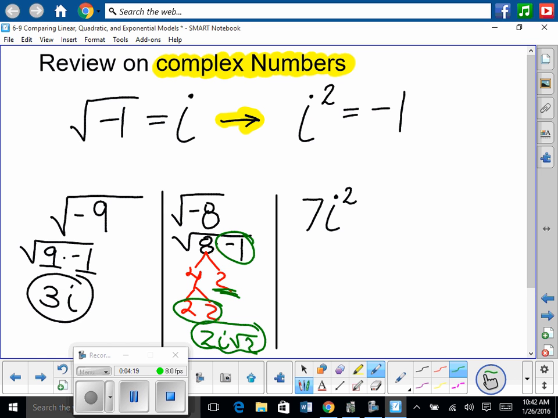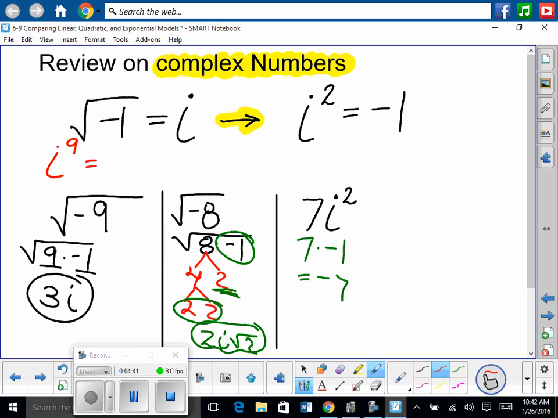And then this one, 7 times i squared. What is i squared? -1. So isn't that the same thing as 7 times -1? Which is -7. Questions? So I'm going to throw, for you advanced learners out there, a problem on the board. Let's find i to the 9th power.